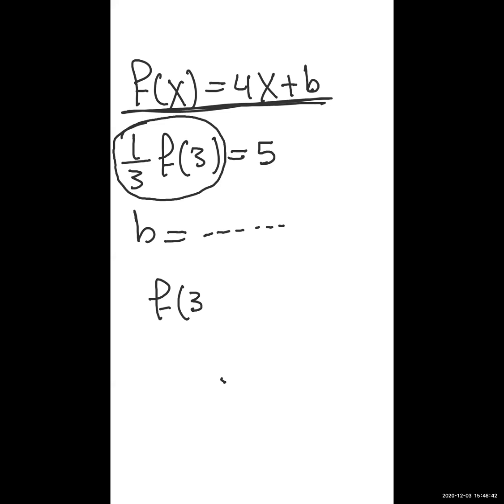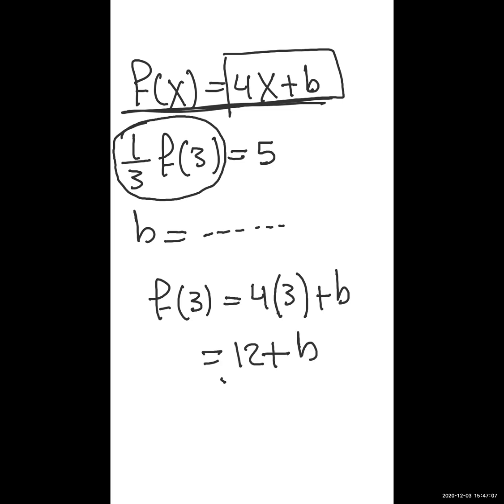Yes. I will get f of 3. f of x equals 4x plus b. So now x will equal 3. I will substitute with the value of x equal 3. So 4 times 3 plus b. So this one, guys, will equal 12 plus b. This one is f of 3.